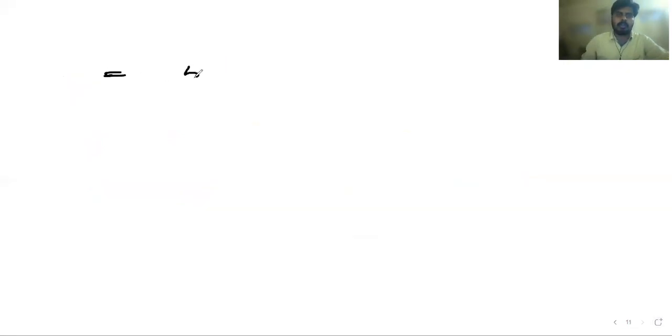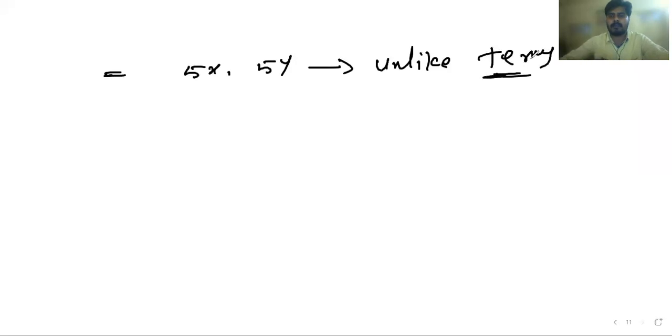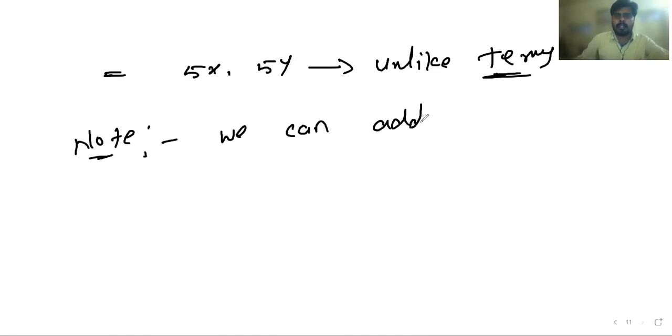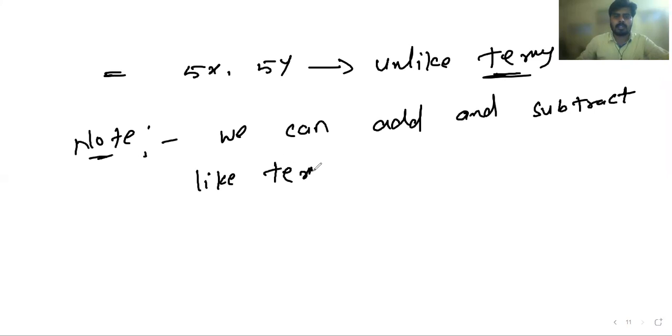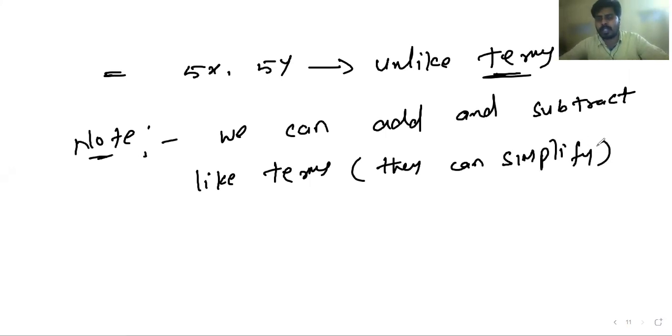Tell me now, 5x and 5y, are they like terms or unlike terms? They are unlike terms. So take a note. We can add and subtract like terms, which means they can simplify. We can also add unlike terms, but we cannot simplify them.